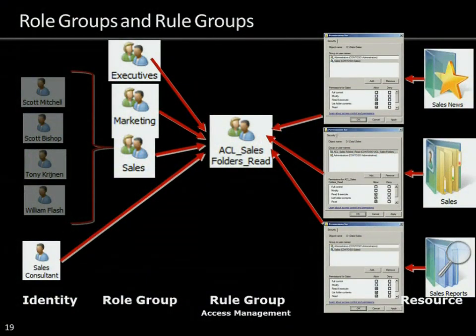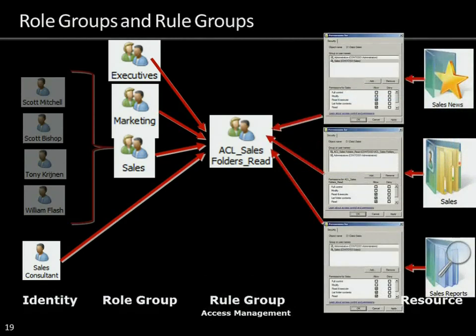So you have to have two types of groups in Active Directory. You have to have role groups that define who a user is, and you have to have rule groups that define what can be done and what it is you are trying to manage.